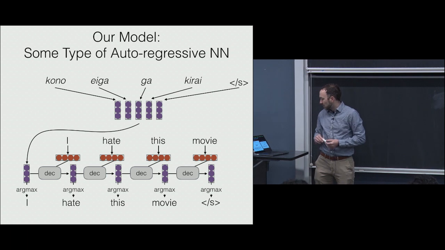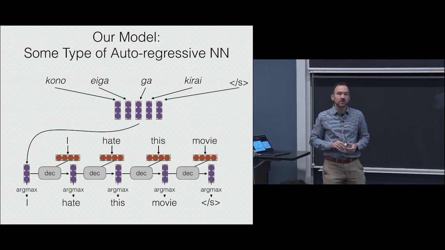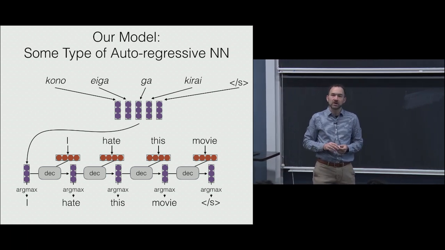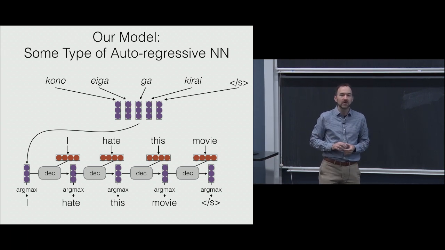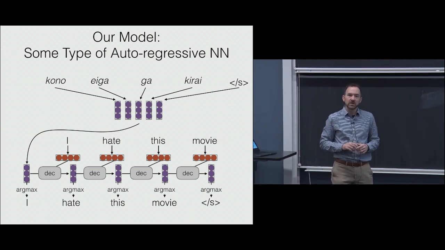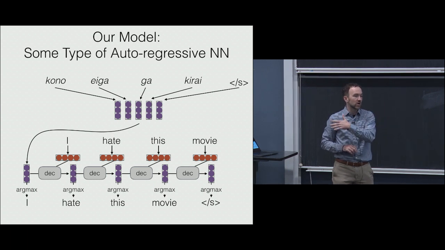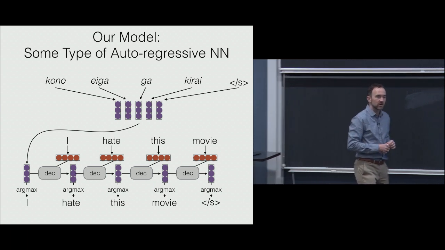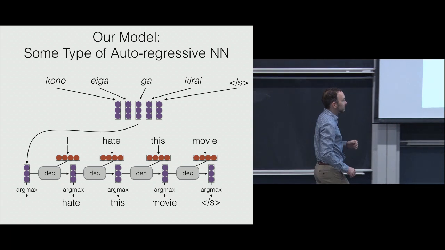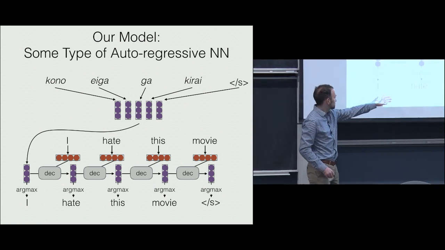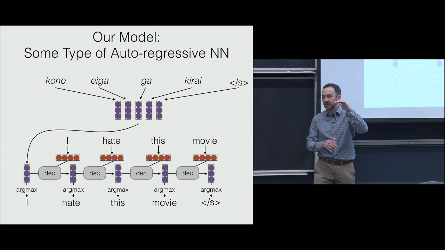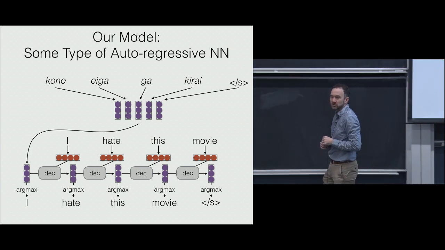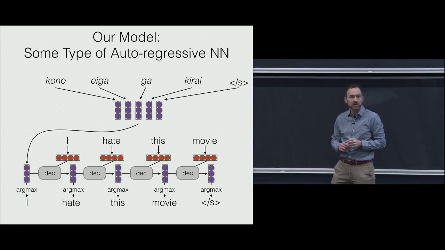And our model is going to be some type of autoregressive neural network. So basically, we have an encoder that takes in an input, and then we try to predict the words one at a time. And because we try to predict the words one at a time, while we do have an infinite number of potential outputs, each particular prediction we do is finite size, right? Each particular prediction we do is limited by the size of the vocabulary.